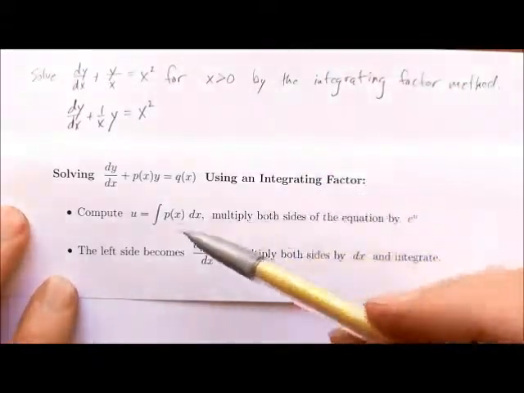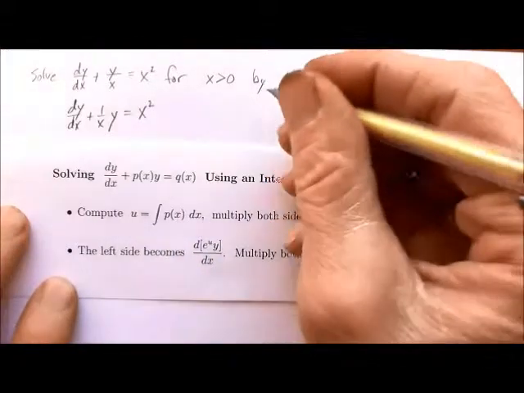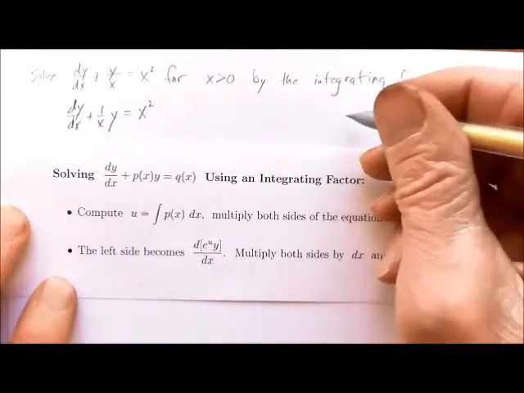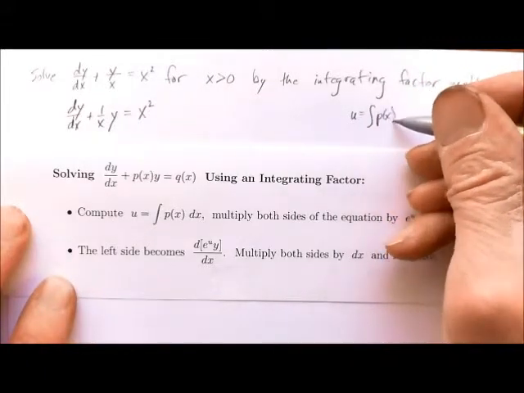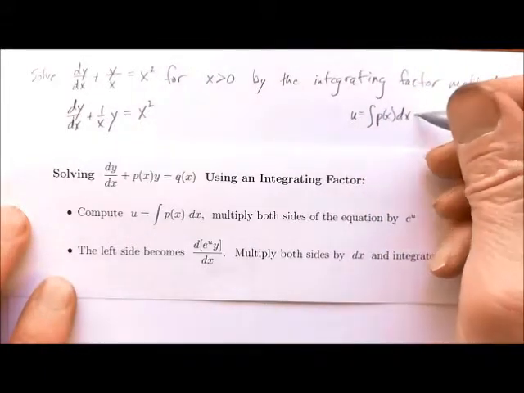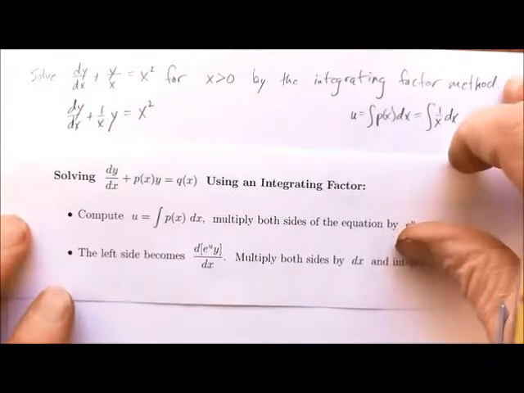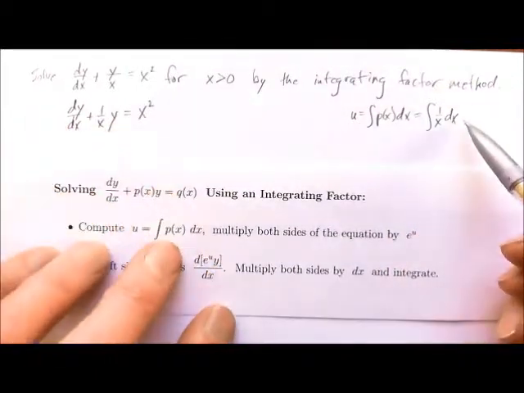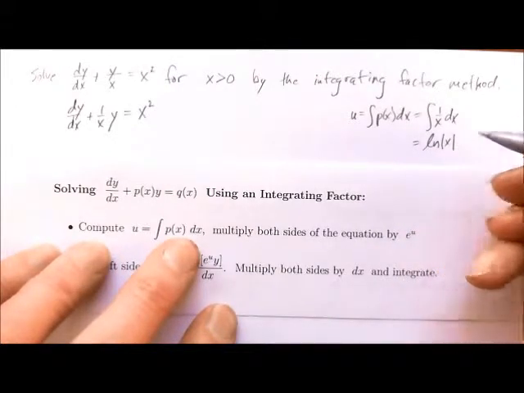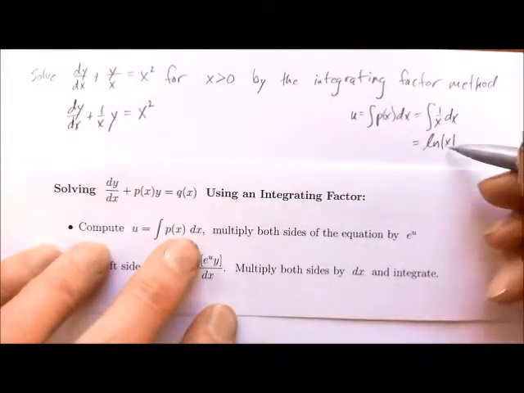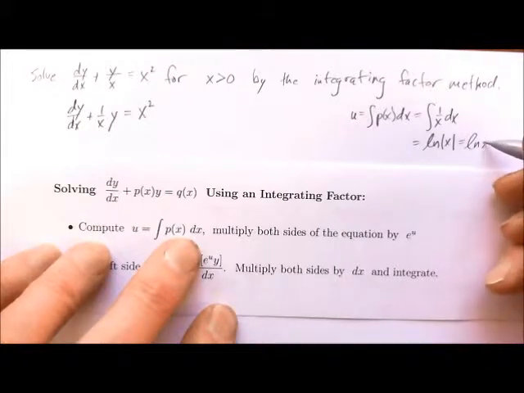And again, the first thing we need to do is calculate u equaling the integral of p of x dx. Let's do that off to the side here. U equals the integral of p of x dx, which is the integral of 1 over x dx. And the integral of 1 over x, again, remember we don't need a constant for our u, is the natural log of the absolute value of x. But because we're given that x is greater than 0, the absolute value of x is just x. So we just get ln x for u.